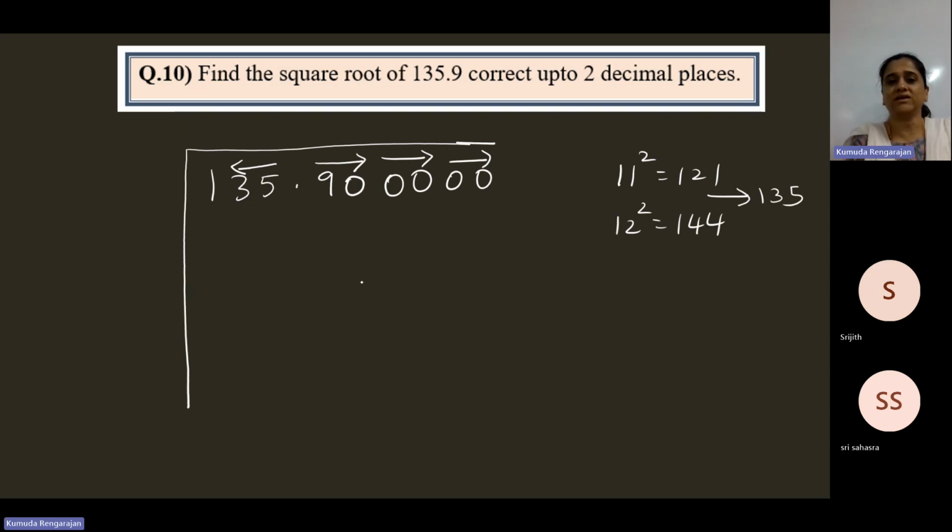Now please understand that. What is 11 squared? What is 11 into 11? 121. What is 12 into 12? 144. Now we'll see only the integral part. So what's the integral part of the number? 135. Now where is 135? It's between 121 and 144. It's more than 121 but less than 144. So clearly the square root of this number should be 11 point something. It cannot be 10 point and it cannot be 12 point something also because that will be more than 144. So it has to be 11 point something.